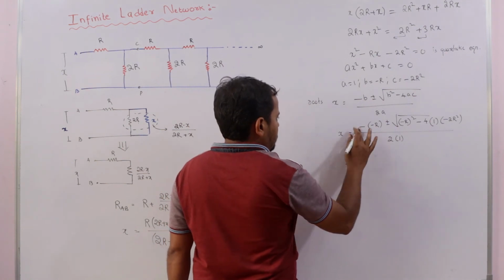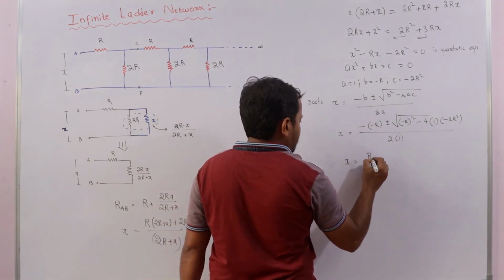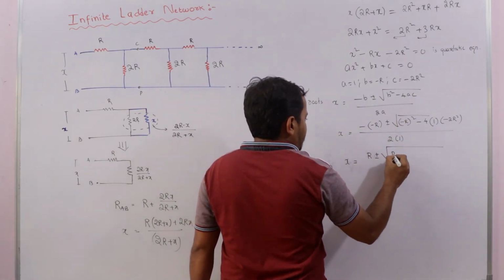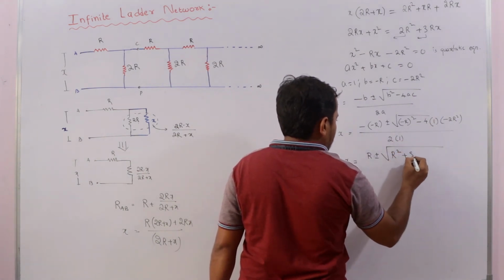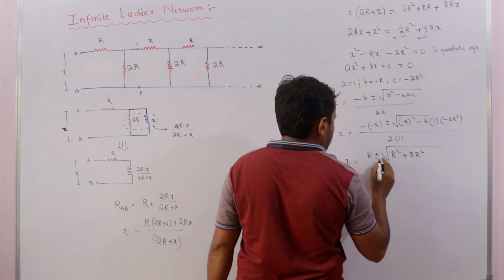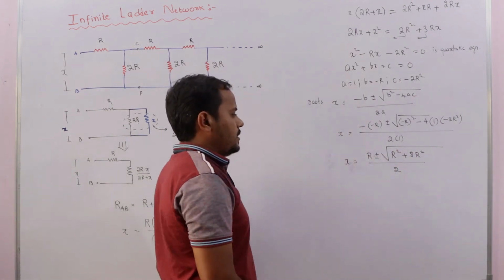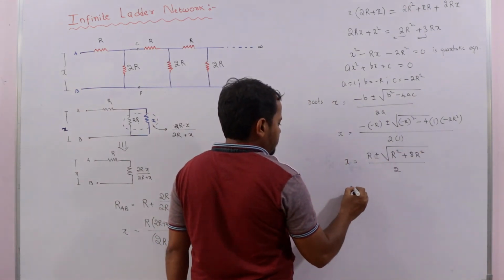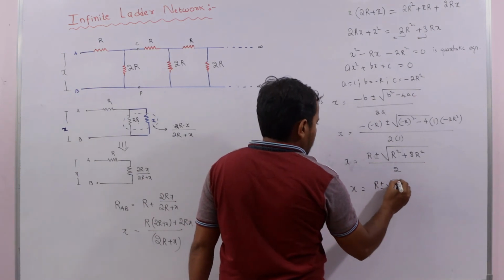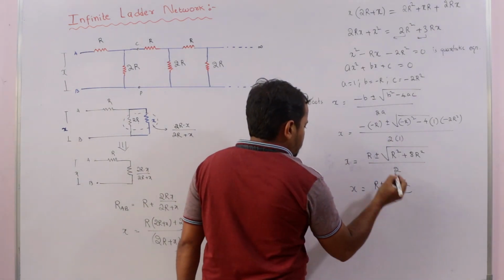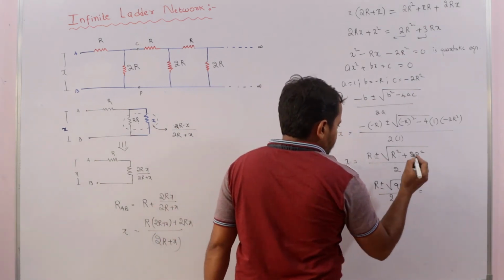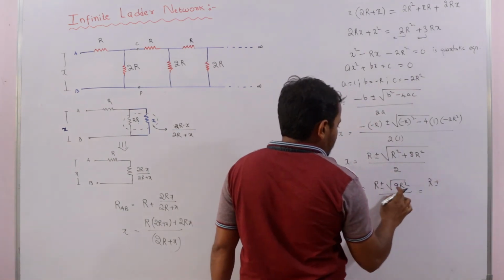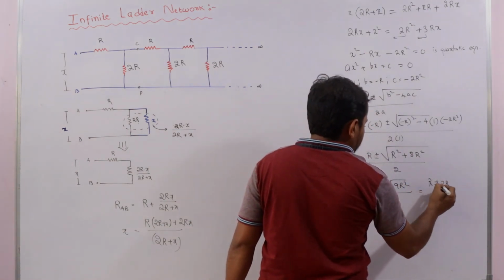So X is equal to minus of minus, which is plus R, plus or minus root over R square plus 8R square, by 2. Finally, this becomes R square plus 8R square, which is 9R square, by 2. So R plus or minus root over 9R square, which is 3R, by 2.